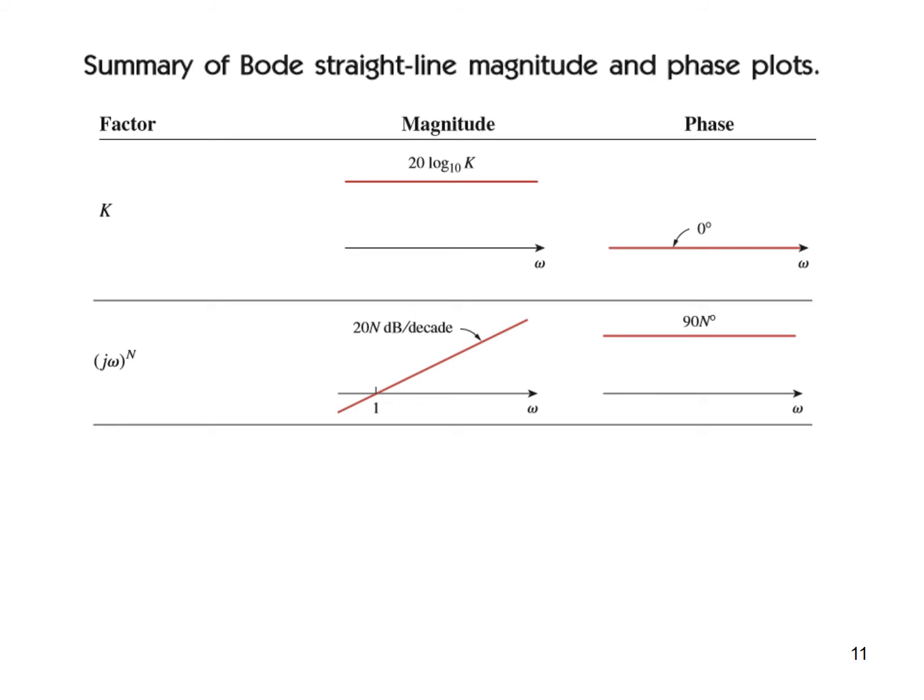And in this case, the angle will be 90n. So when n is 1, the angle will be 90. When n is 2, the angle will be 180. And one more thing: for a zero, the slope is positive. It goes up. Just the reverse of this, in case of a pole, if it is in the denominator, then the slope will be down, minus 20 dB per decade. If n is 2, that is, there is a square here, then it will be 40 dB down. If there is a cube here, then it will be 60 dB down. And the angle will now be negative 90n degrees.